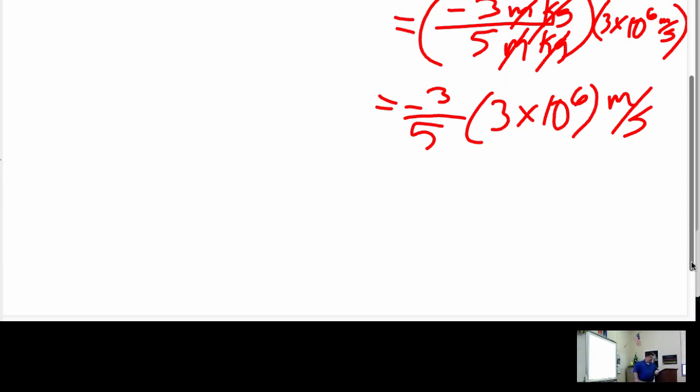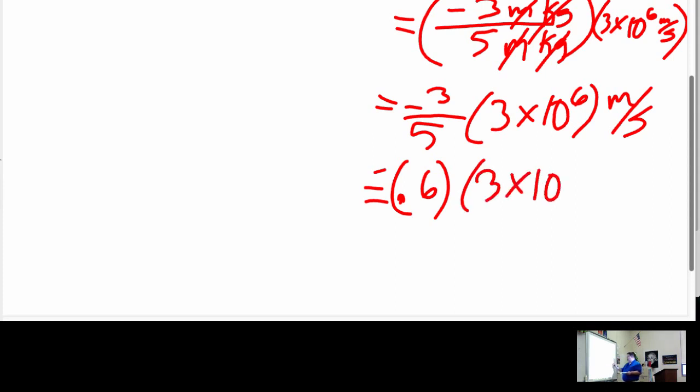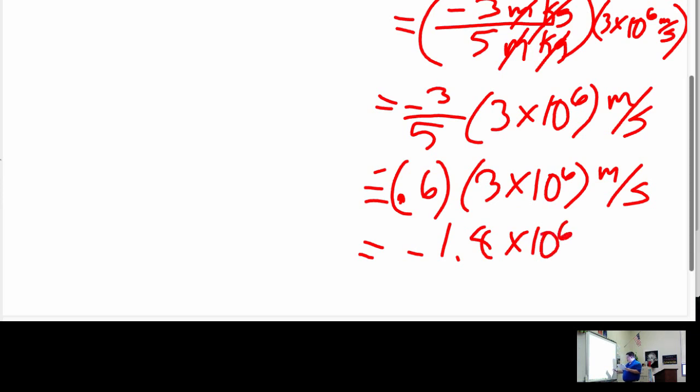Now, if you plug that in your calculator, what do you get? Well, this is actually negative 0.6 times the 3 times 10 to the positive 6 meters per second. And so that gives you a negative 1.8 times 10 to the 6 meters per second. So that's the final velocity of the proton, right?